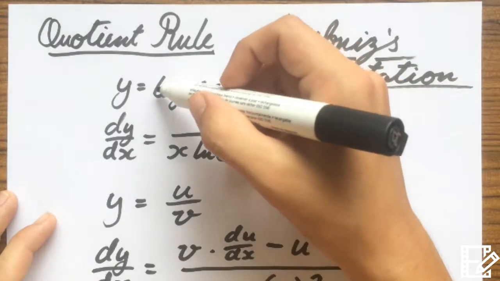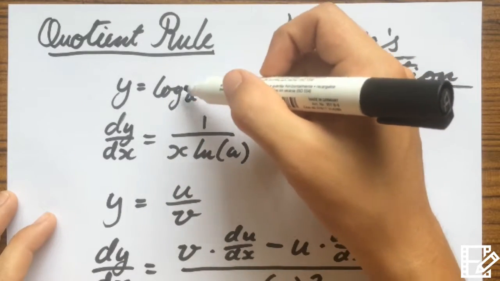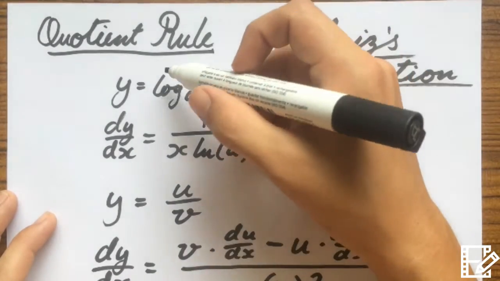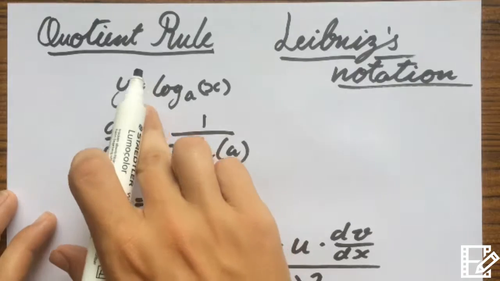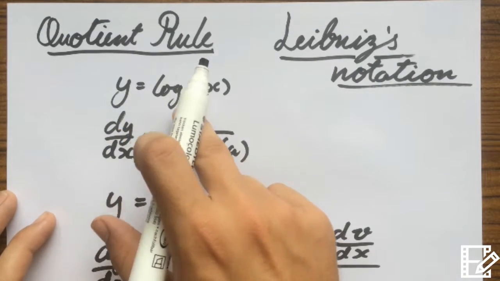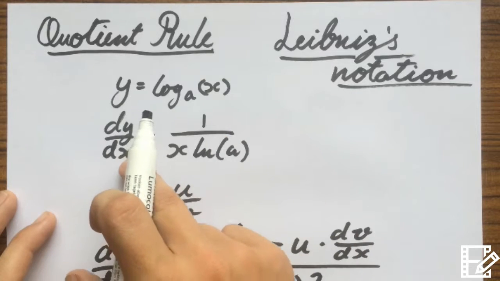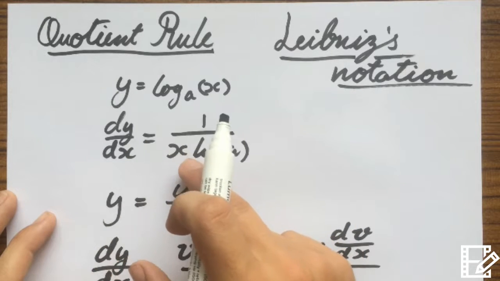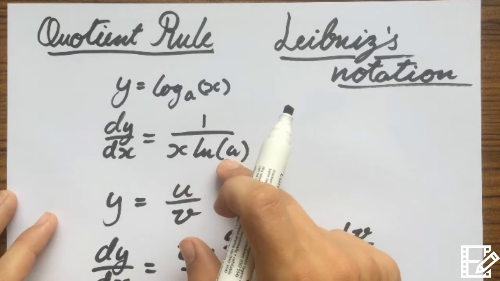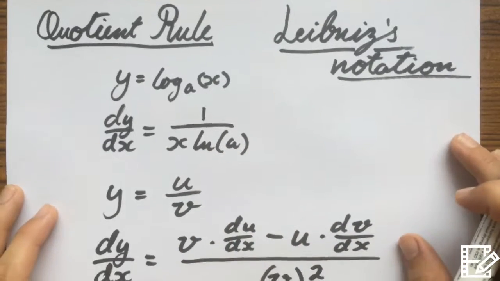So the a is a bit like a 10, a 13, an 11, just a number, and therefore, if you have log to the base of a number, x, when you derive it, you get 1 over x multiplied by the natural log of that base. I'll do an example in a sec.